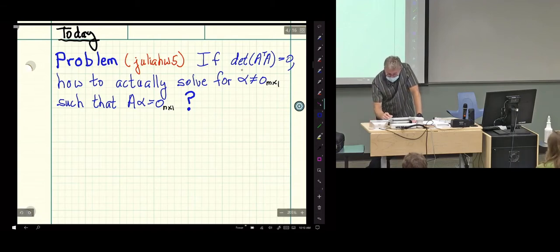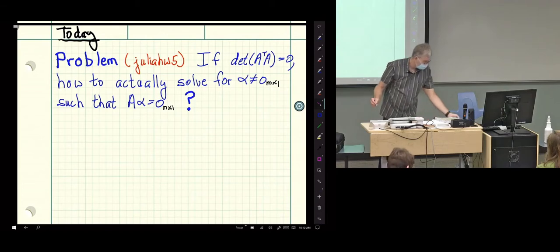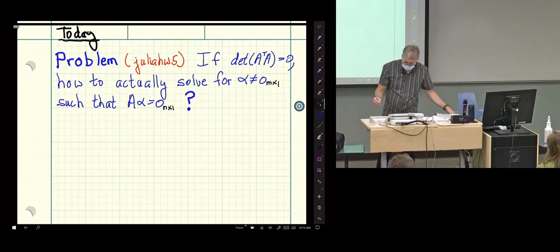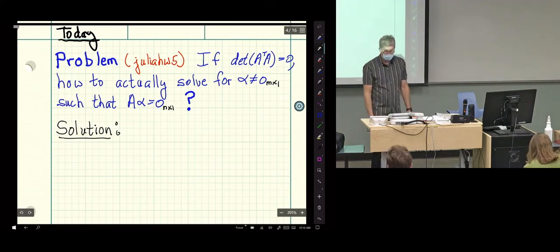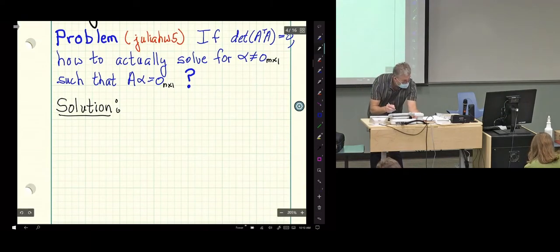So the situation we're looking at is the determinant of A transpose A is 0. That means the columns of A transpose A are linearly dependent, and that means the columns of A are linearly dependent. So how do we solve for that value? And we have you do this in Julia Homework 5, which is next week. And we tell you to read the book. We don't tell you how to do it. You just have to do it. So I'm being super kind, and I'm going through this. So we'll do it with an example.